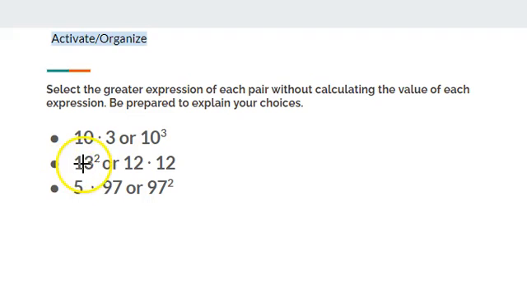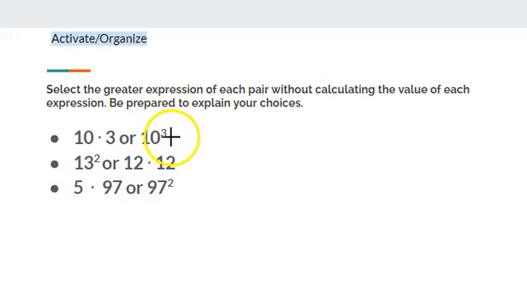What about here? 13 squared or 12 times 12? Yeah, 13 squared is bigger. 5 times 97 or 97 squared? Yeah, 97 squared. Why is it that in each of these the ones with the exponents are worth more? Well, remember, what are exponents? Yeah, exponents tell you to multiply something by itself however many times.